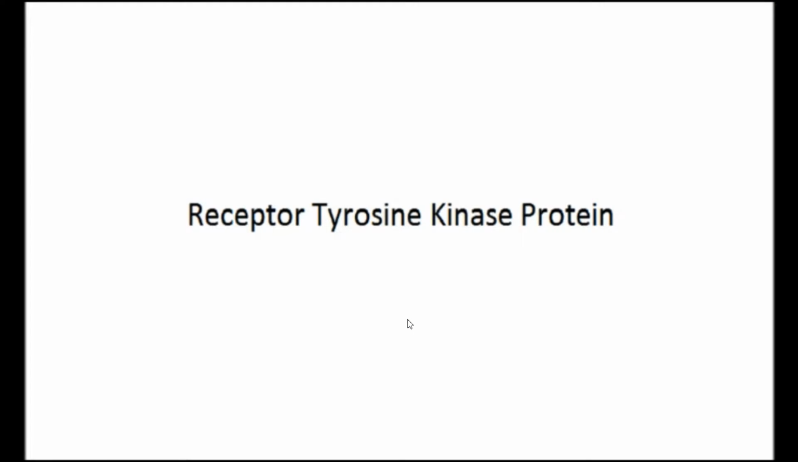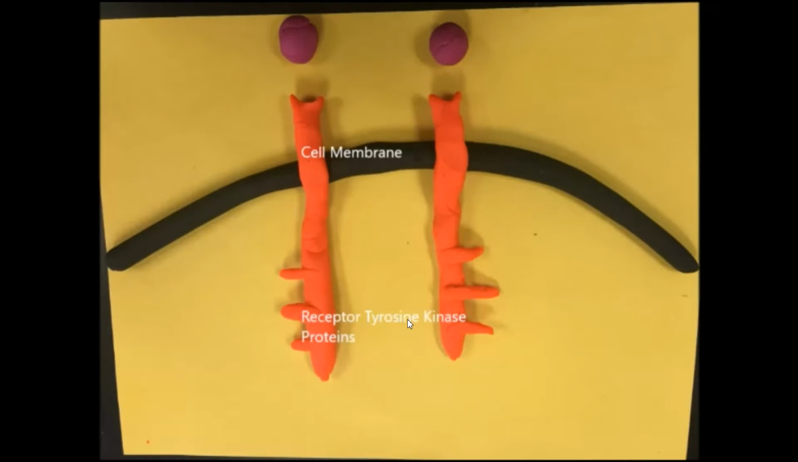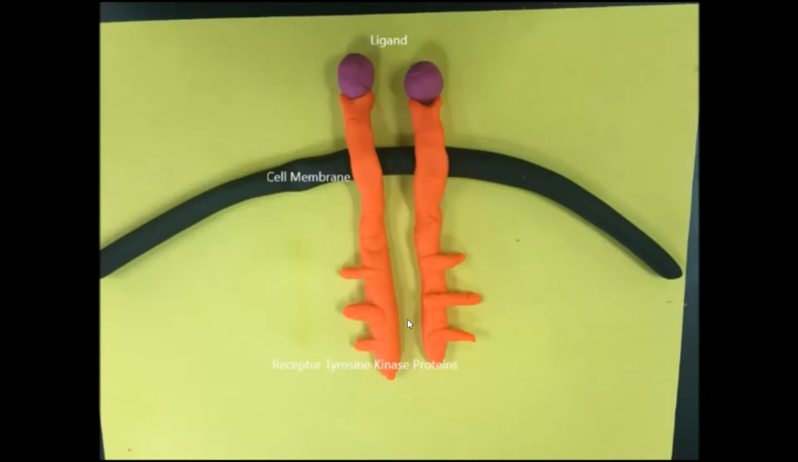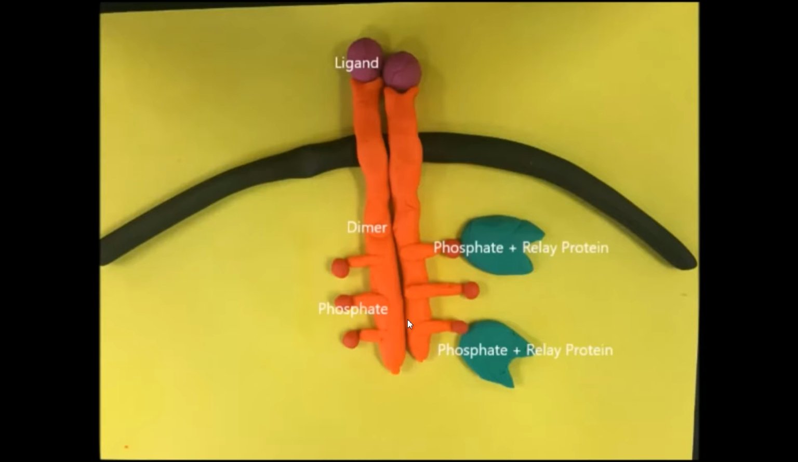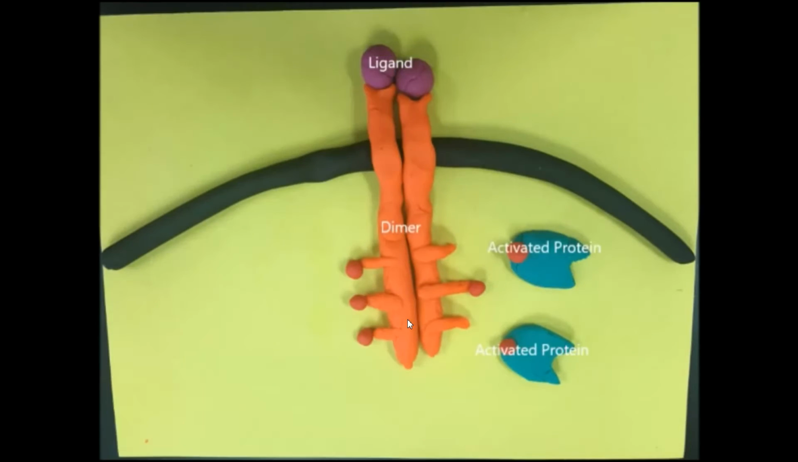Receptor tyrosine kinase protein. A ligand bonds to receptor tyrosine kinase protein, which makes it into a dimer, and the dimer takes 6 phosphates and gives it to a relay protein, turns it to an activated protein, which then changes the cell response.